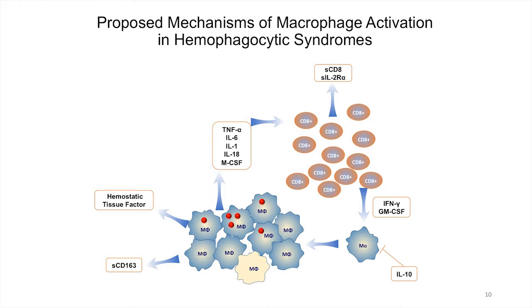Chronic stimulation of monocytes and macrophages with these cytokines leads to a massive expansion of macrophages. They acquire a rather bizarre phenotype. Many of them become hemophagocytic, but most importantly, they secrete massive amounts of pro-inflammatory cytokines, including TNF-alpha, IL-6, IL-1, IL-18.